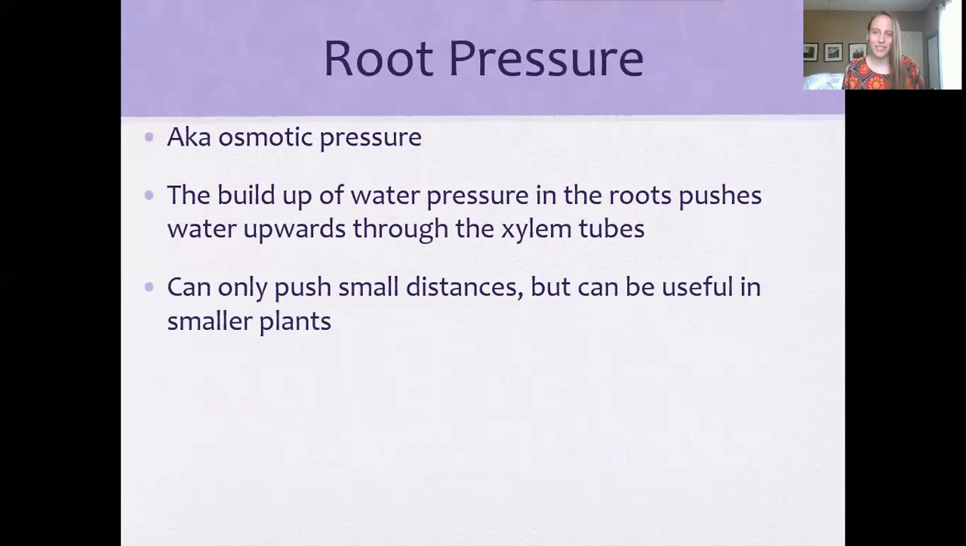And then the last force that allows for the xylem sap to move is osmotic pressure, also called root pressure, which is this idea that because you have ions pumped into the roots and water following into the roots, you have a high water pressure buildup inside the roots in the xylem tubes. And so just because of more water pushing in from the roots, it is going to push up the water that is in there. It can only push up small distances because eventually the force of gravity is going to outweigh the water pressure, but it can be useful in smaller plants.